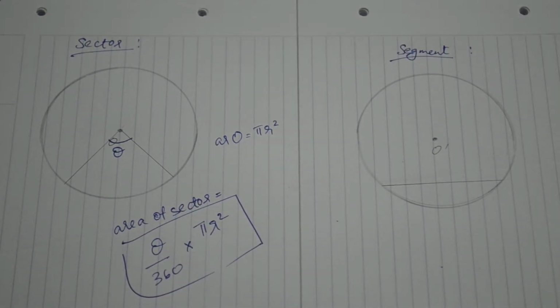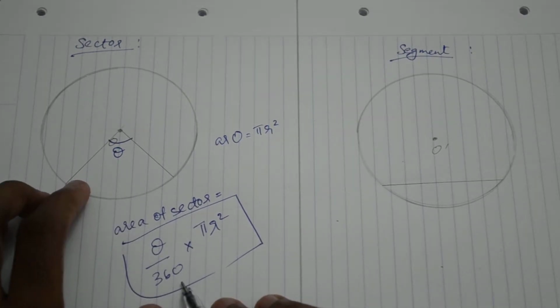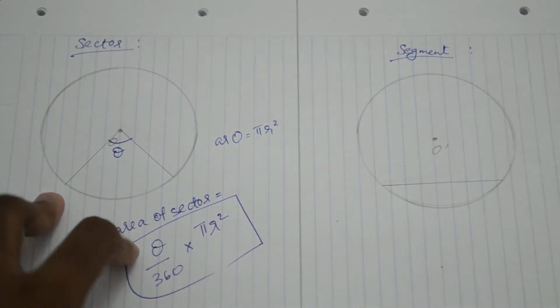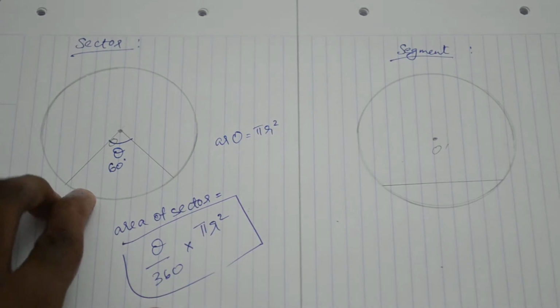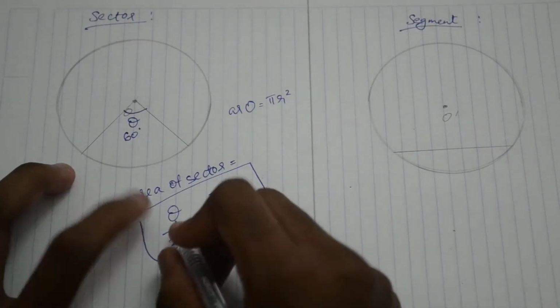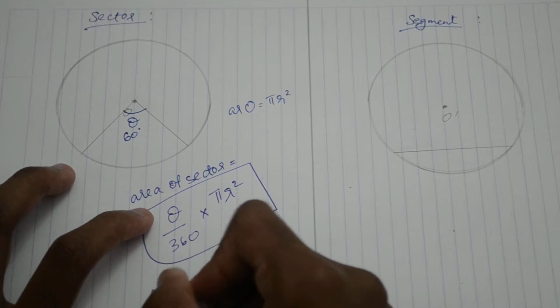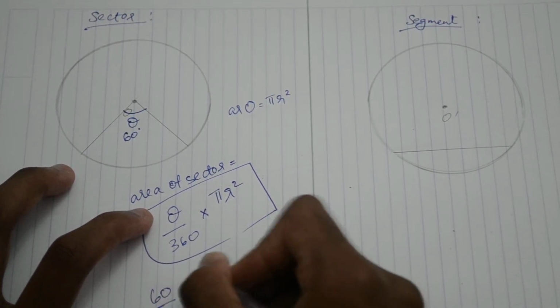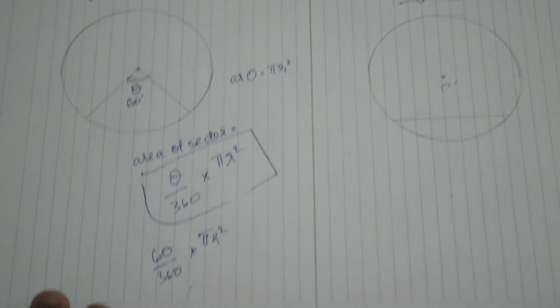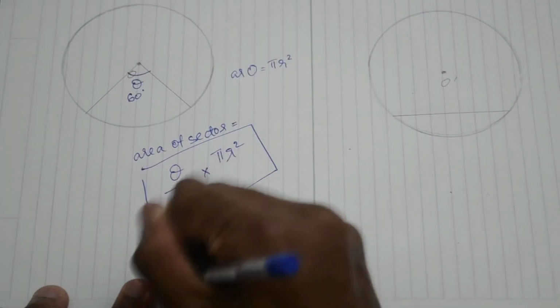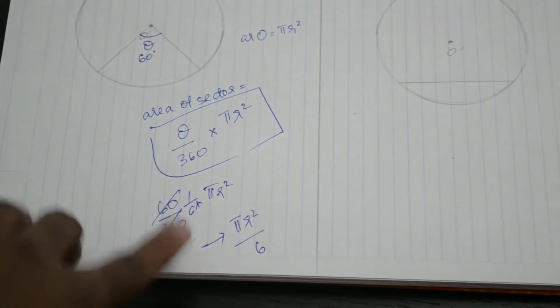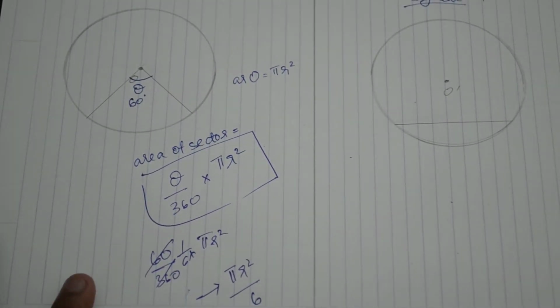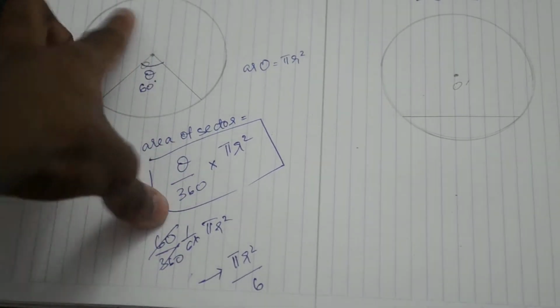And then the next thing is, so this is the area of a sector. So suppose they give you this time theta is 60. If they give you that theta, the central angle is 60 degrees, then the area of the sector would be 60 by 360 into pi r square, which gives us 1 by 6. So therefore the area would be pi r square by 6. And then if they give you the radius, you could solve. So that's one way.